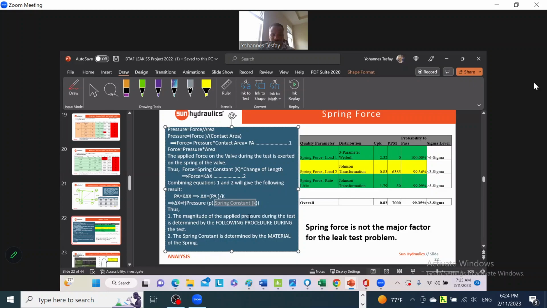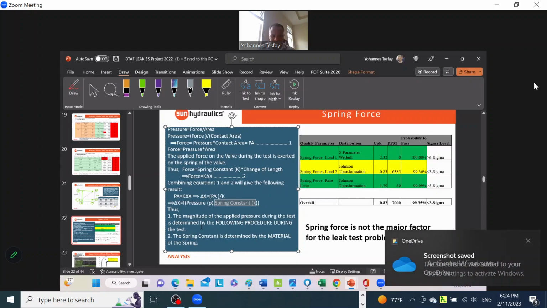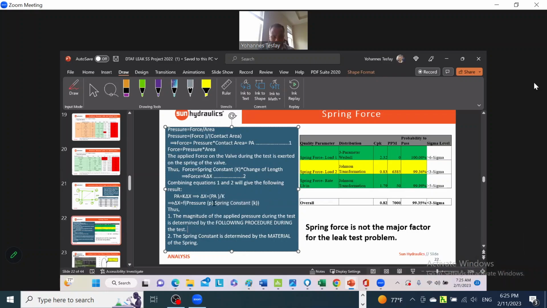The magnitude of applied pressure during the test is determined by the procedure followed during the test. That means the amount of pressure that we achieve during the test is based upon the calibration, the timing, and the alignment. All these things are work procedure. So here, human error might occur. And the other is spring constant.